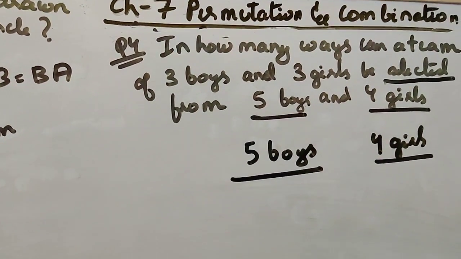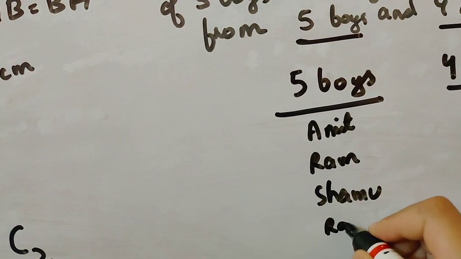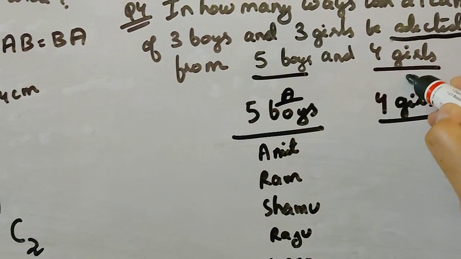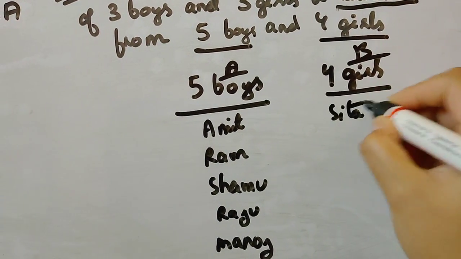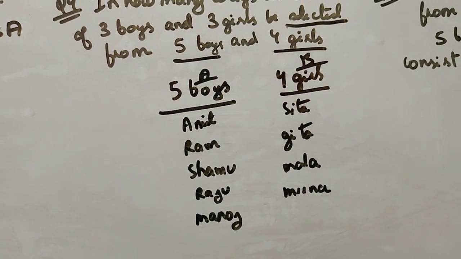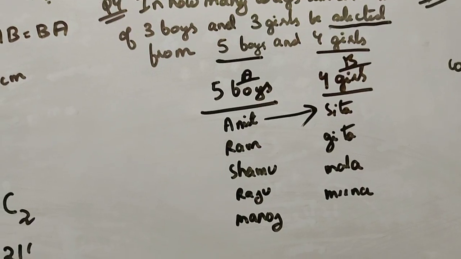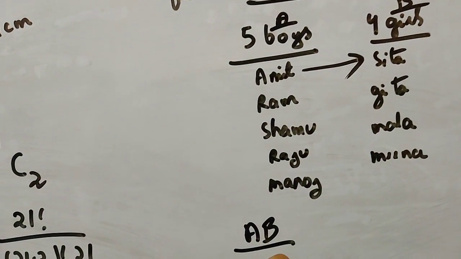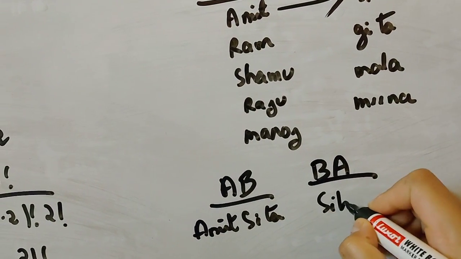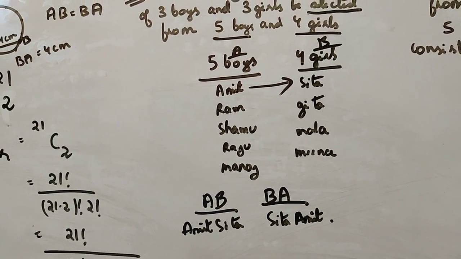Now give the name of each boy. Example, Amit, Ram, Shamu, Raju, Manoj. Okay, 5 names are there. Say this is your A and this is your B, 4 girls: Sita, Gita, Mala, Meena. Okay, 4 girls. Now you see what I have told you, combination means if you make a pair AB, Amit and Sita. If you interchange their order BA, what will happen? Again you will get Sita and Amit. Answer is the same. AB is equal to BA. That means we are going to use a combination formula here.